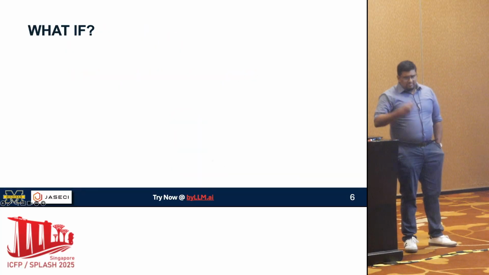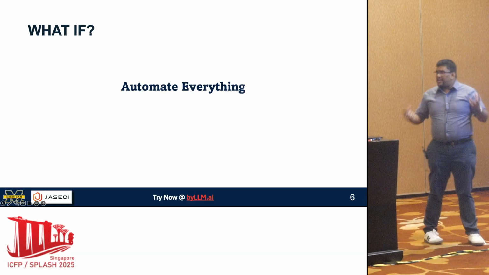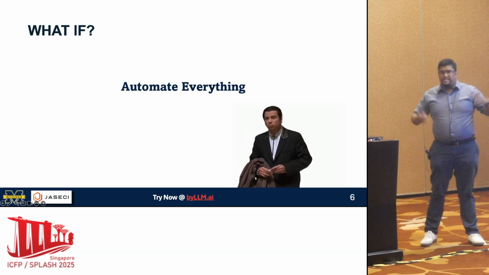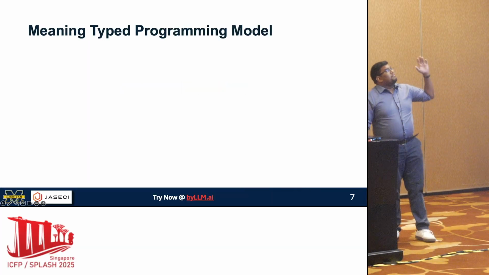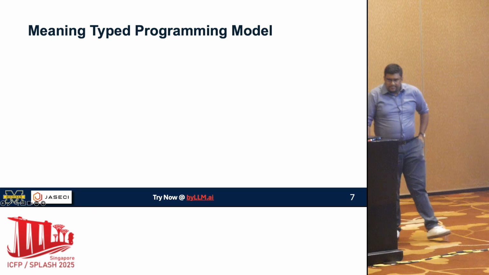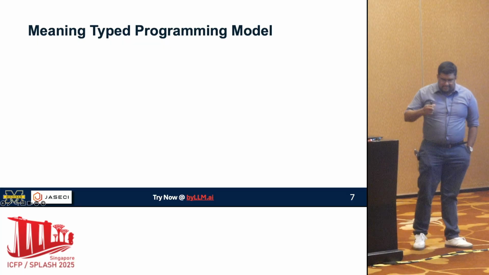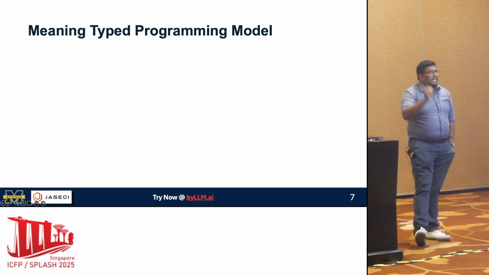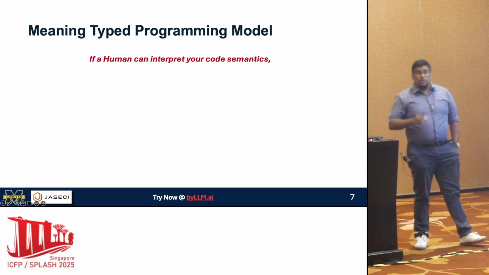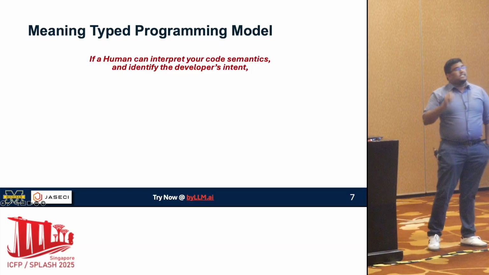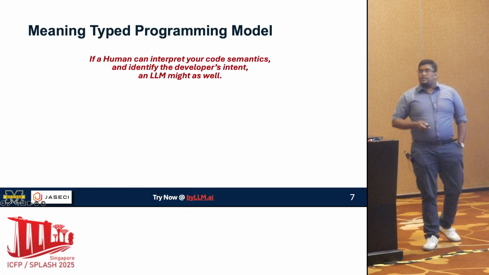So what if I said we can automate everything? If we can automate everything, wouldn't that be nice? That is what we strive for with the meaning type programming model. This entire research stems from one key hypothesis: if a human can interpret your code semantics and identify the developer's intent, an LLM might as well.